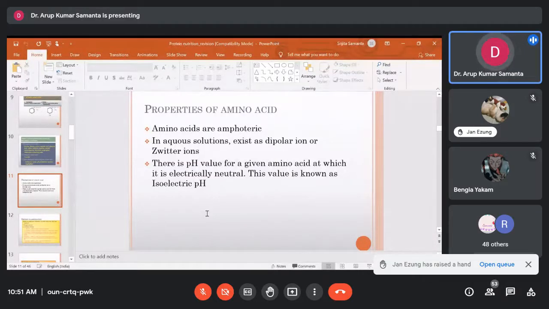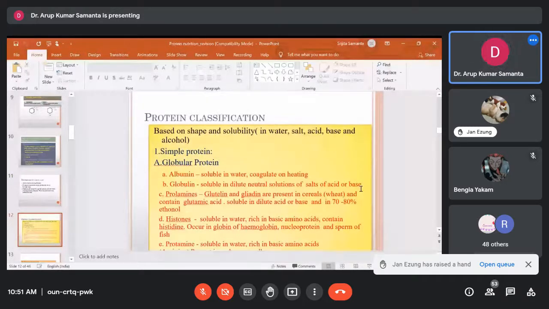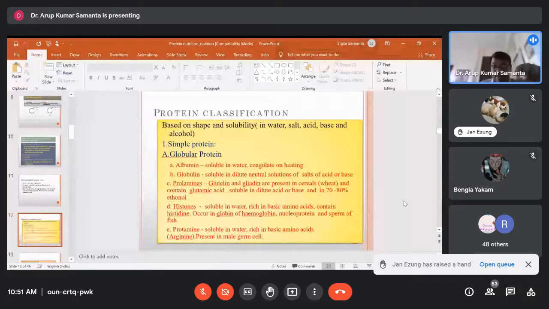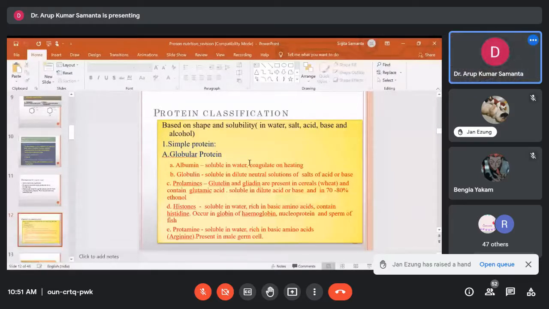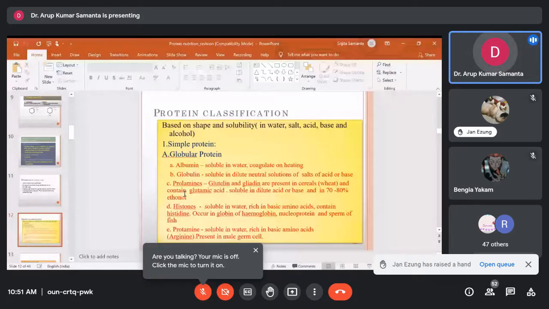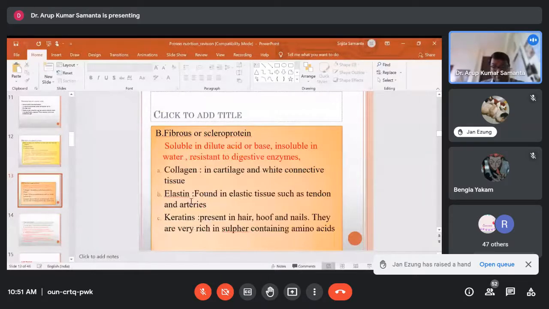Then another important thing is the protein classification. Every time you will find some questions asked regarding the classification of protein: simple protein, globular protein, and derived protein. What are the examples of globular protein? Albumin, globulin, prolamins, histones, protamine are all examples of globular protein. Then fibrous protein examples are collagen, elastin, and keratin.